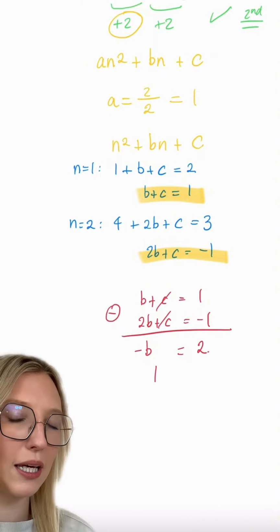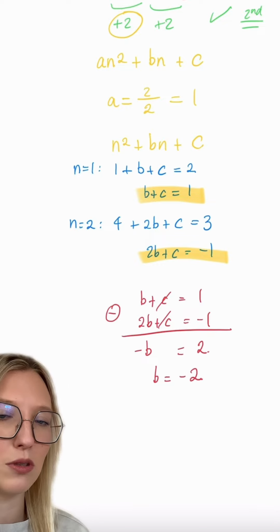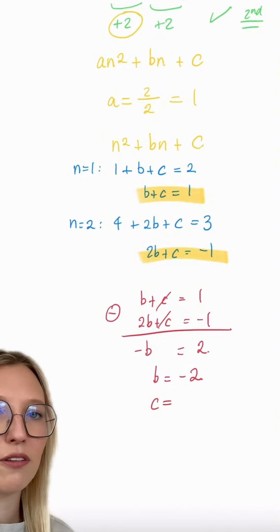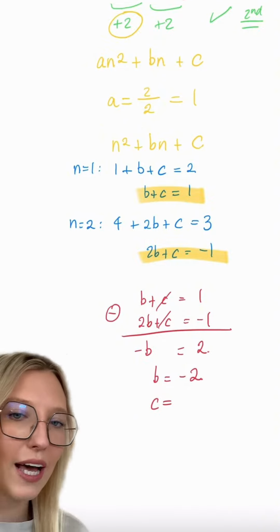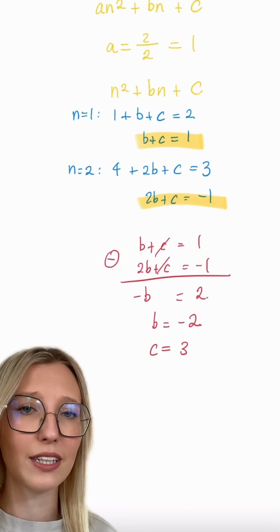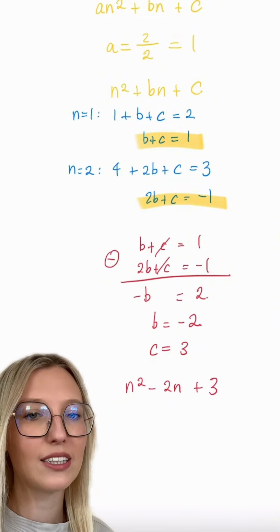Therefore, the value of b must be minus 2, and we can use this, plugging it back into one of the simultaneous equations to find c, which must then have a value of 3. Now we've got the values of a, b and c, we can go ahead and find our nth term, by plugging these values in, so we get n squared minus 2n add 3 as our nth term.